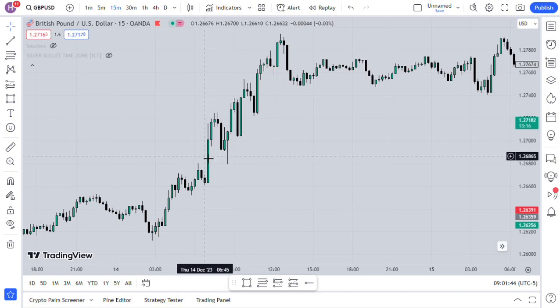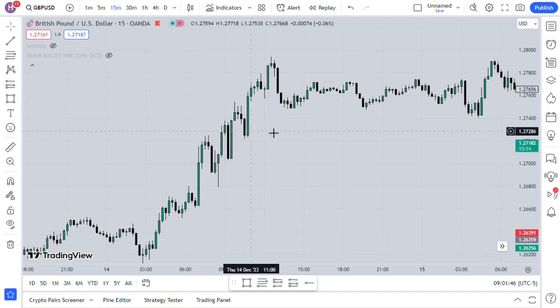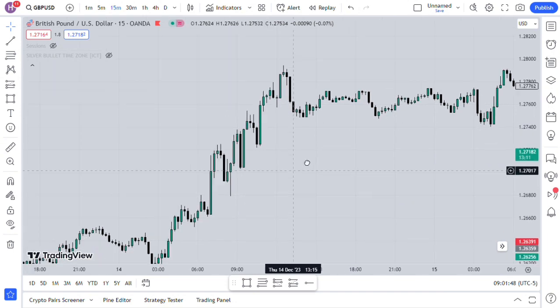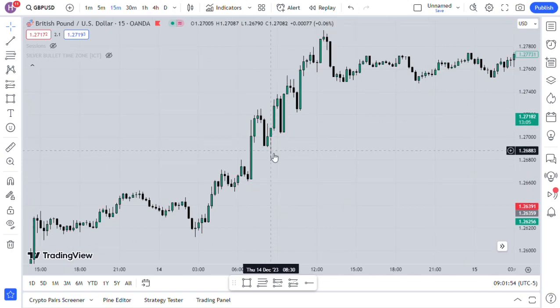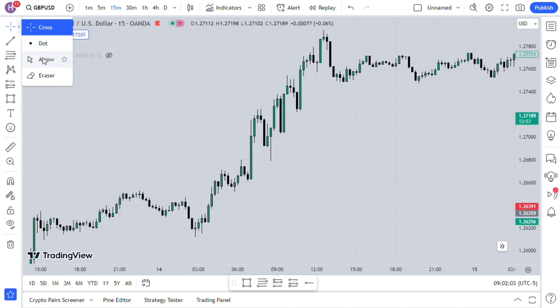fair value gaps are the inefficiencies that are found mostly while the price goes up or down, and the price usually comes back and refills the positions. So we are going to look for this inefficiency here.